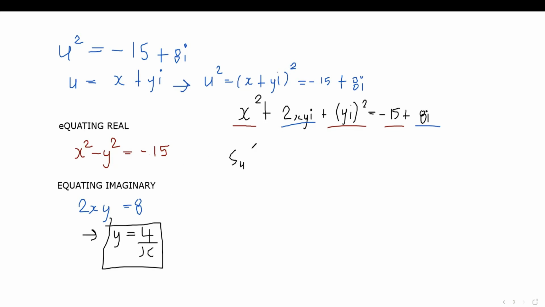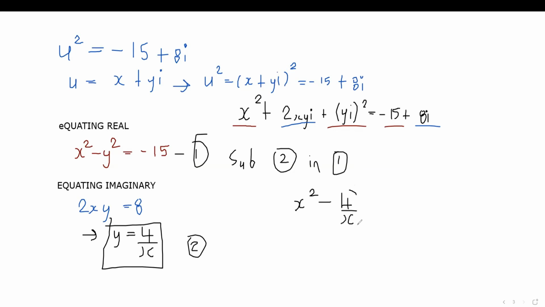Let's call this one 1 and this one 2. I'm going to substitute equation 2 in 1. If I plug in 2 in 1 right here, this would become x squared minus y squared, but this is y. So y squared is going to be 4 over x all squared, and that's going to be equal to negative 15.